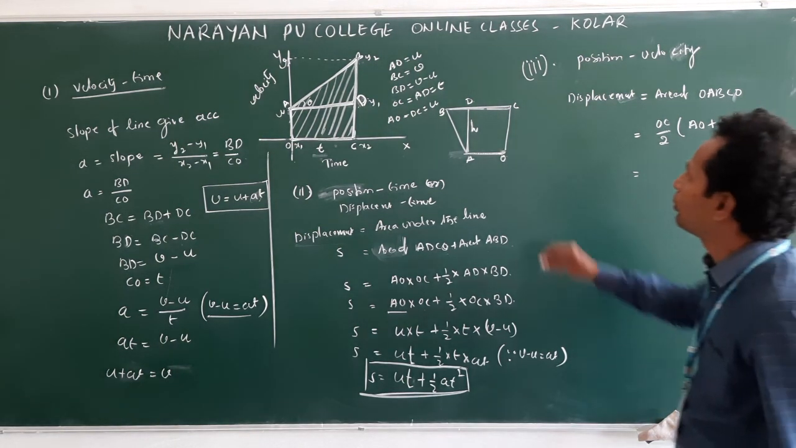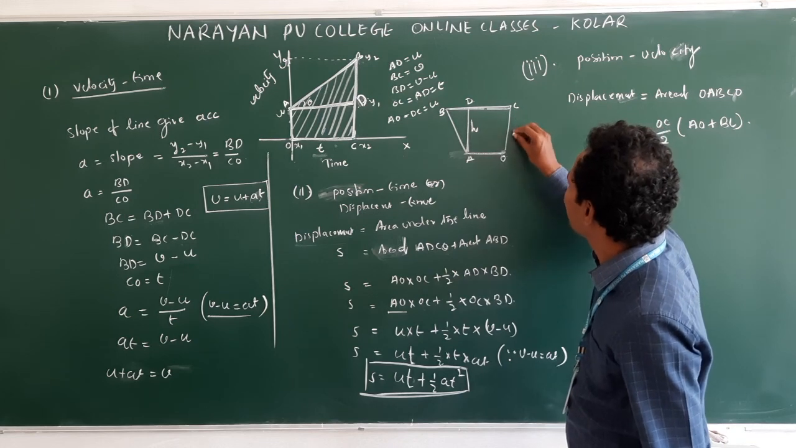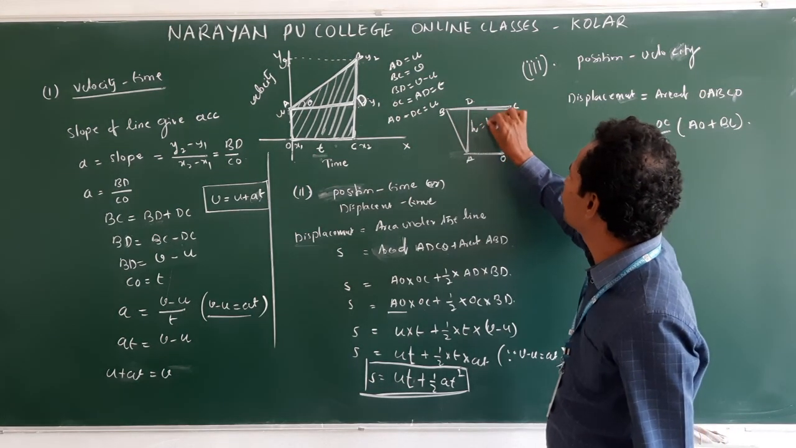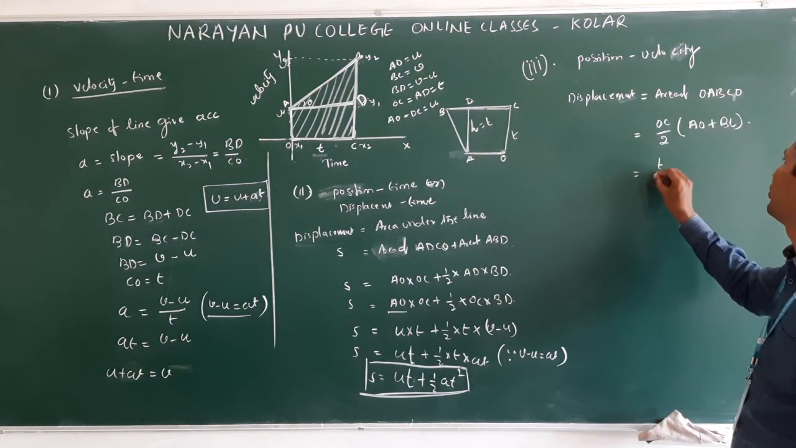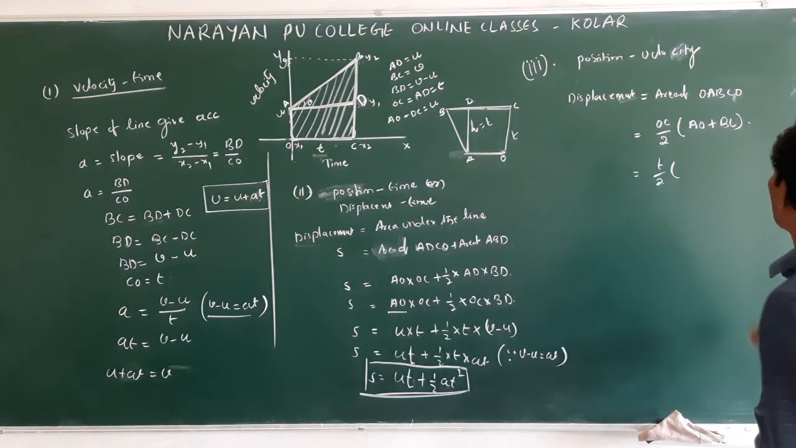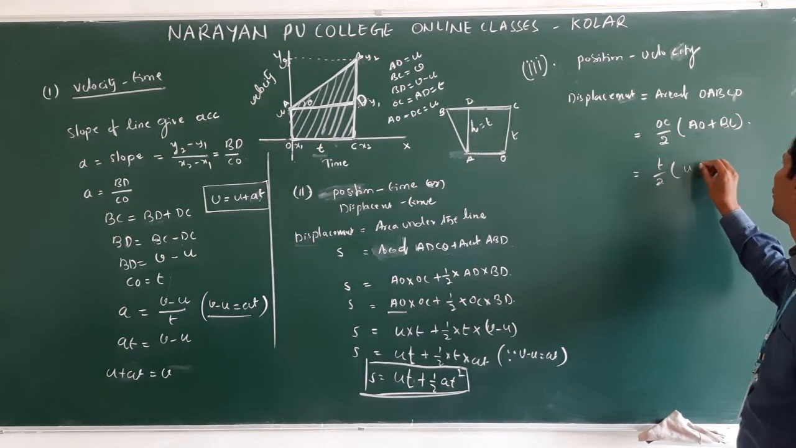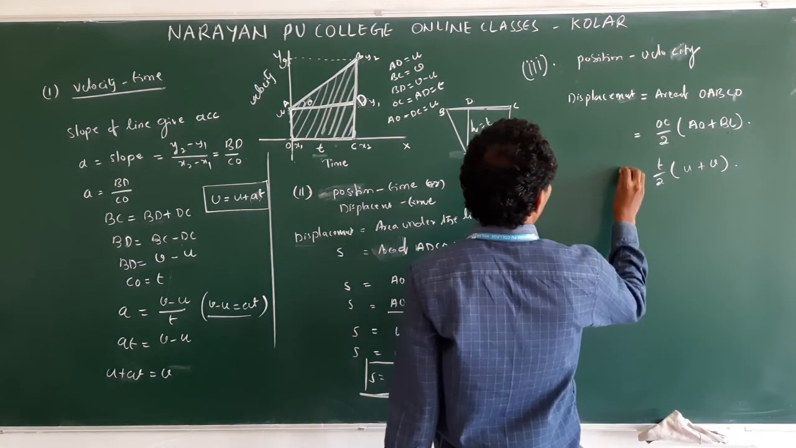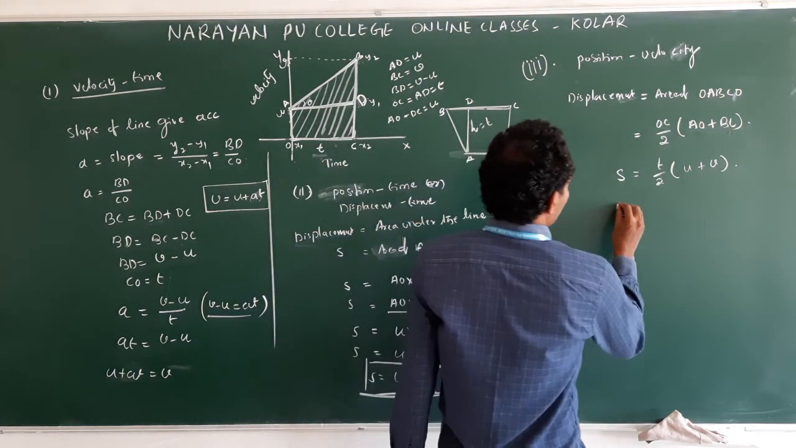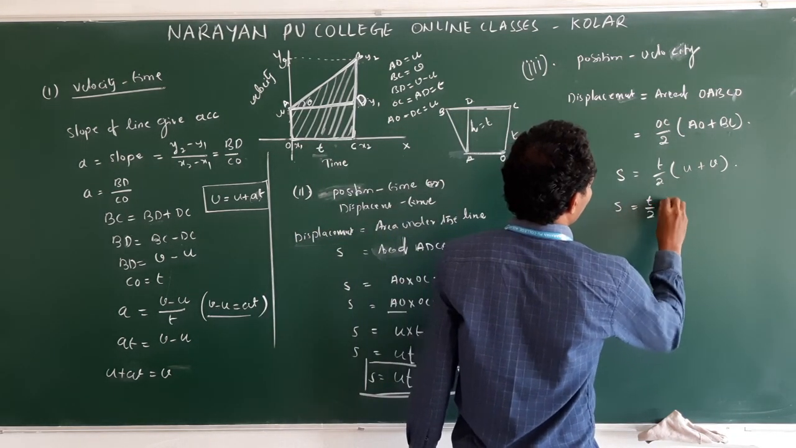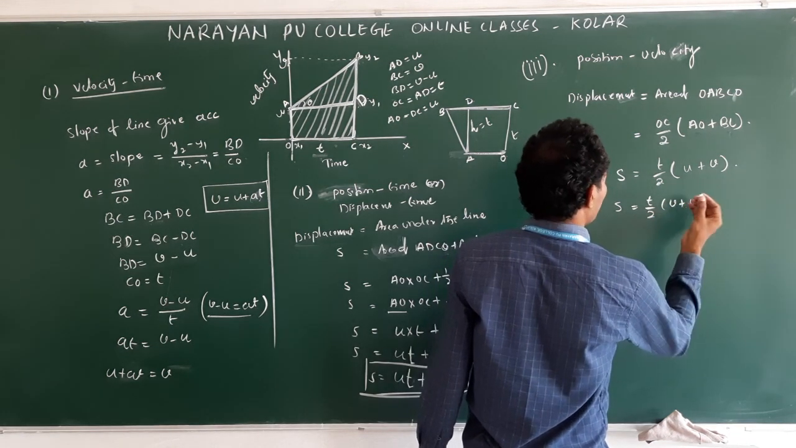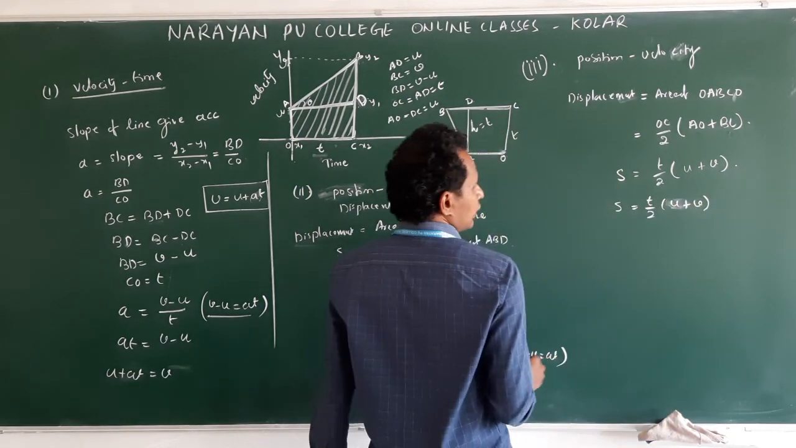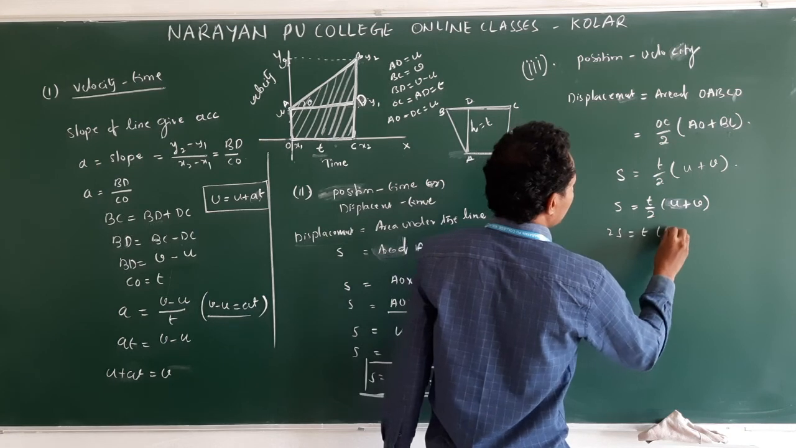Understand? So what does OC represent? This is t. To understand, I said h, but h is equal to t here. So this is t by 2. AO is u, BC is v, and this is s. So s is equal to t by 2 into (u plus v). This 2 comes to the other side: 2s is equal to t into (v plus u).